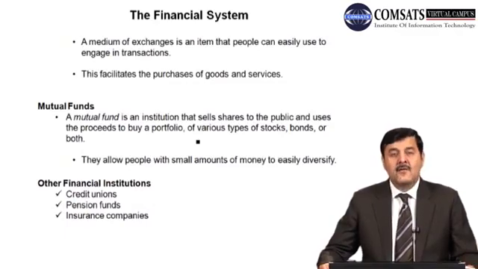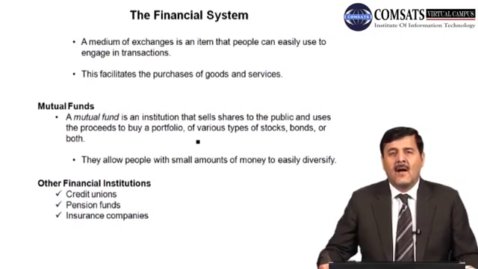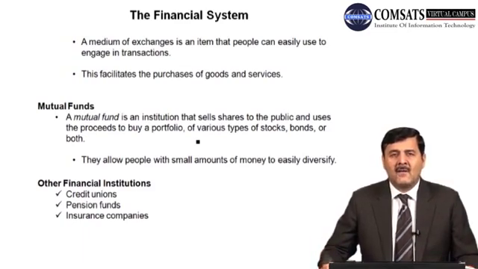pension funds, insurance companies. So these are other types of financial institutions which also play a role in the economy. So we have talked about the financial system. The financial system is basically the financial institutions whose job is to coordinate between the savers and the borrowers. And we talked about two types of financial institutions in a country.